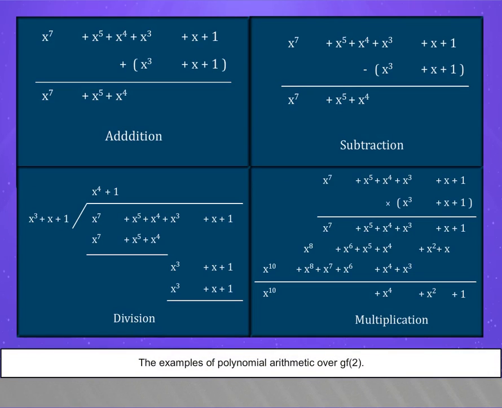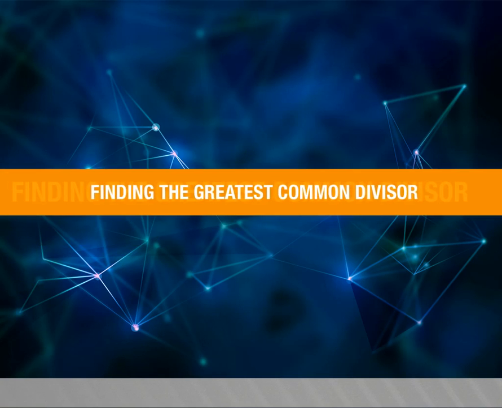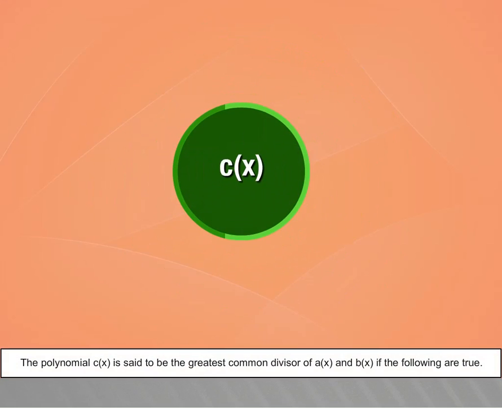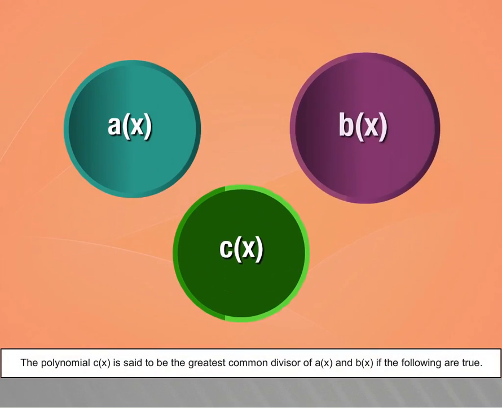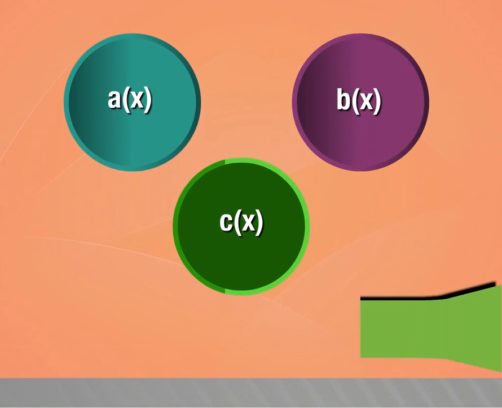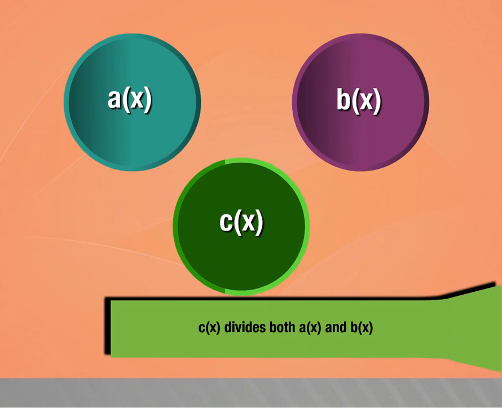The examples of polynomial arithmetic over GF of 2. Finding the greatest common divisor. In this video, we are going to see about finding the greatest common divisor. The polynomial c of x is said to be the greatest common divisor of a of x and b of x if the following are true. C of x divides both a of x and b of x. Any divisor of a of x and b of x is a divisor of c of x.